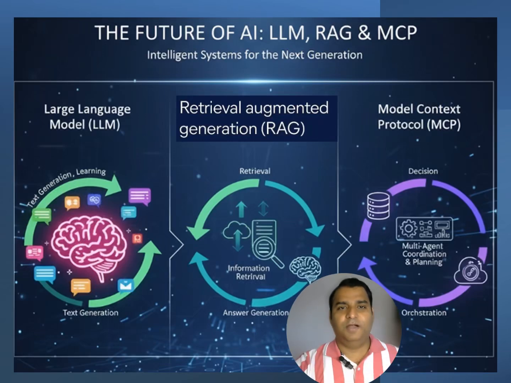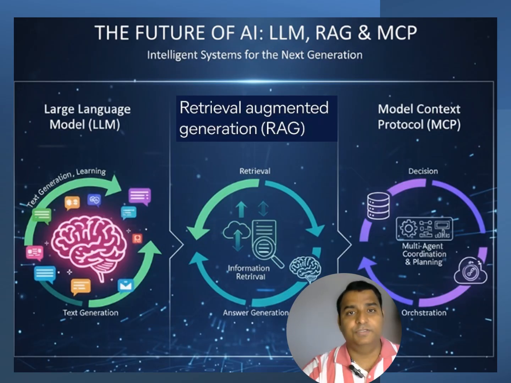Welcome to the first part of our three-part video series on LLM, RAG, and MCP, three powerful techniques that are modernizing the way we build robust AI systems. In this series, we explore how these technologies work individually and together to create intelligent, scalable, and context-aware solutions.